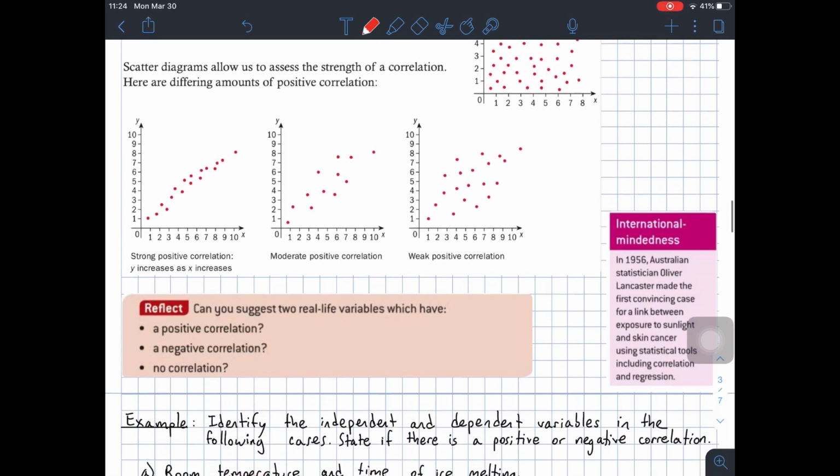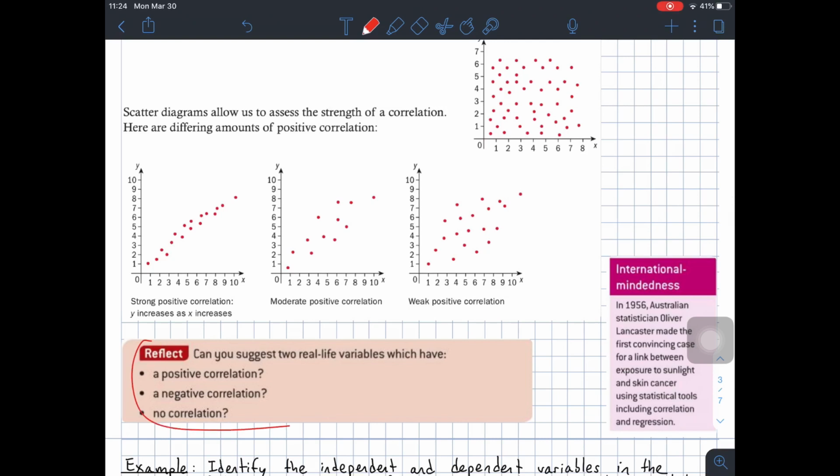Okay, try to think about this, people. It says, can you suggest two real life variables which have a positive correlation, a negative correlation, or no correlation? Try to think about some examples that come to your mind about this.